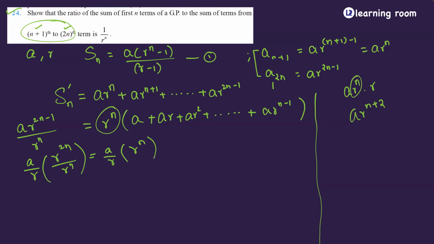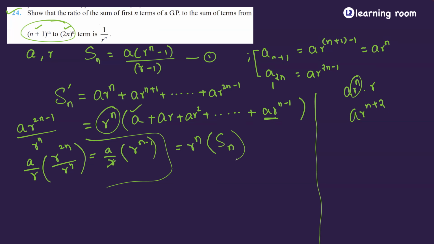Are you able to understand? When the base is same, the powers will get subtracted when you divide them. So it is r power 2n. So r is going to cancel this and you are left out with a into r power n minus 1. So this will be a into r power n minus 1. Now this is of the form sum of the first n terms. So basically it is nothing but r power n into Sn itself.